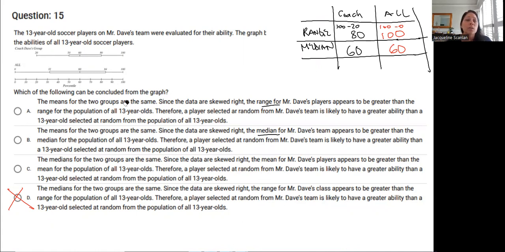All right, choice A says the means for the two groups are the same. Since the data are skewed right, the range for Coach Dave's players appears to be greater than the range for the population of everyone. That's false. Coach Dave's range is smaller, so it can't be A. Choice B, again, talks about the mean. I'm going to keep reading. Since the data are skewed right, the median for Coach Dave's team is greater. Coach Dave's median is not greater. It's the same, so it cannot be B. So guys, this is one of those process of elimination questions. By process of elimination, it has to be C. Even though we cannot calculate the mean, the correct answer has to be C because the other three choices are incorrect.